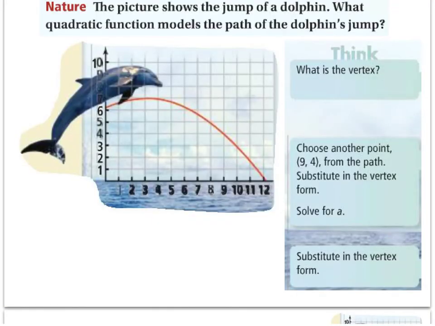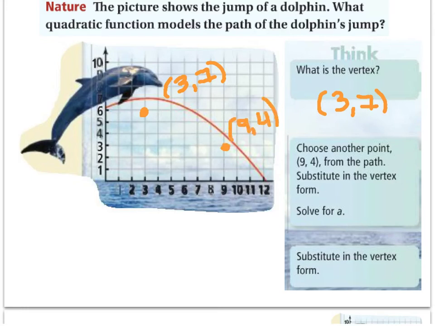Alright, so this picture here shows that the path of a dolphin's jump is a parabola, right? So a quadratic function can model the path that a dolphin is going to jump out of the water and back into the water. So this is kind of like whenever I would give you a graph of a line and I'd say, write the equation of the line. Here I'm giving you the graph of a parabola and I want you to write the equation of the parabola. So there are a few key things I need. I need to know the vertex, which in this picture is 3, 7. I also need an additional point that's on the graph, and that is going to be 9, 4.